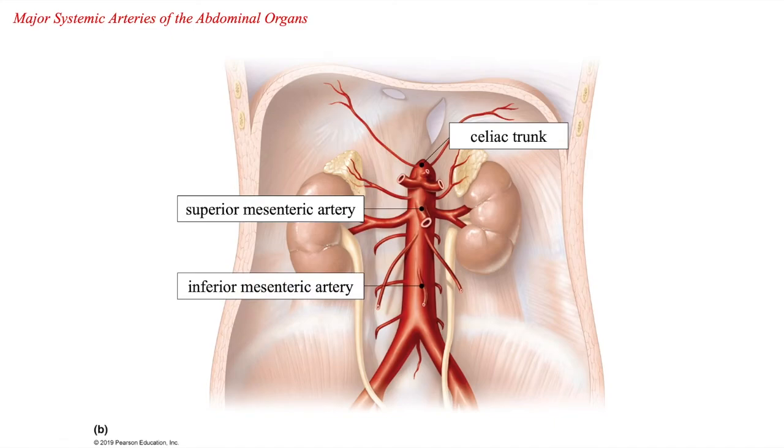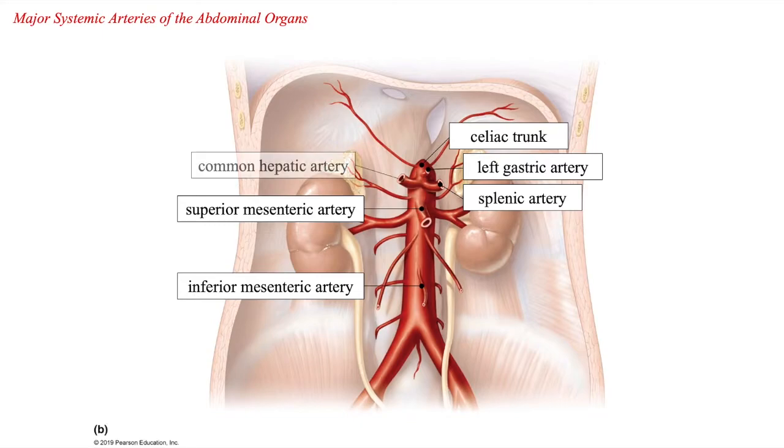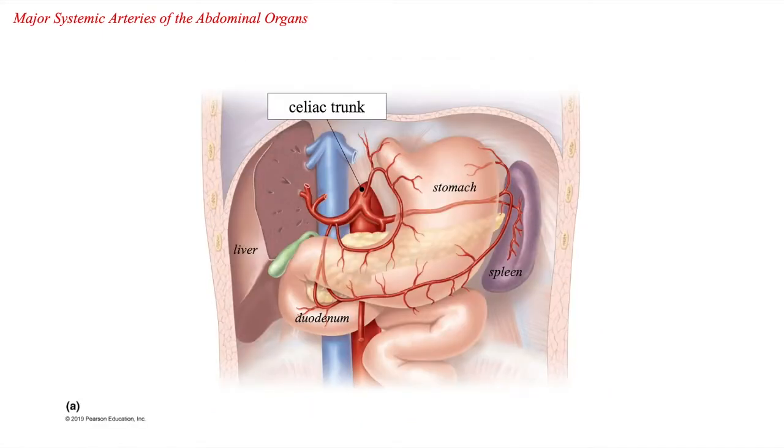Think of the celiac trunk as the trunk of a tree, giving rise to three branches: the left gastric artery, the splenic artery, and the common hepatic artery. Here's another view of the celiac trunk, along with the stomach, spleen, small intestine, and other organs. If you're in doubt of an artery's name, trace it to the organ served.